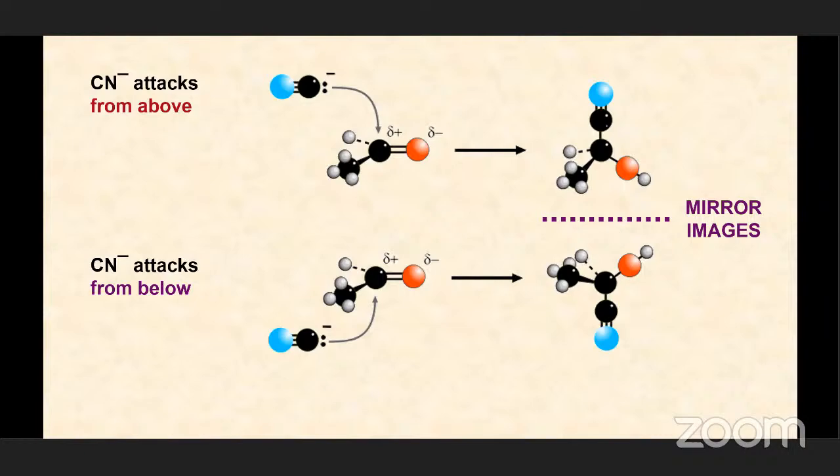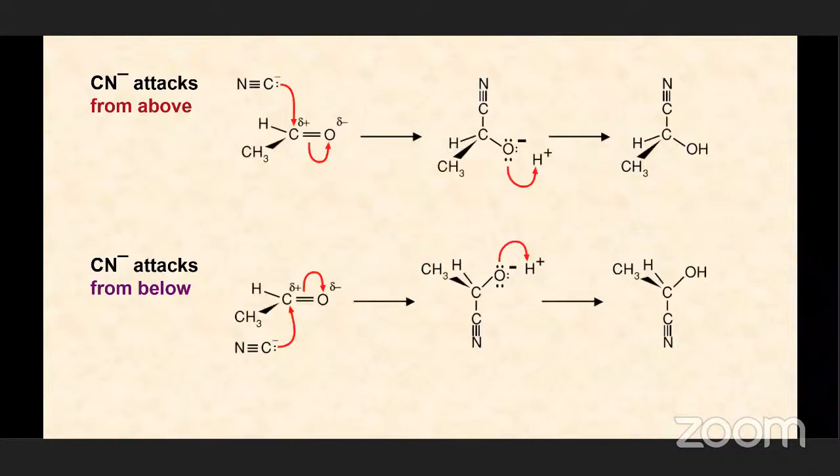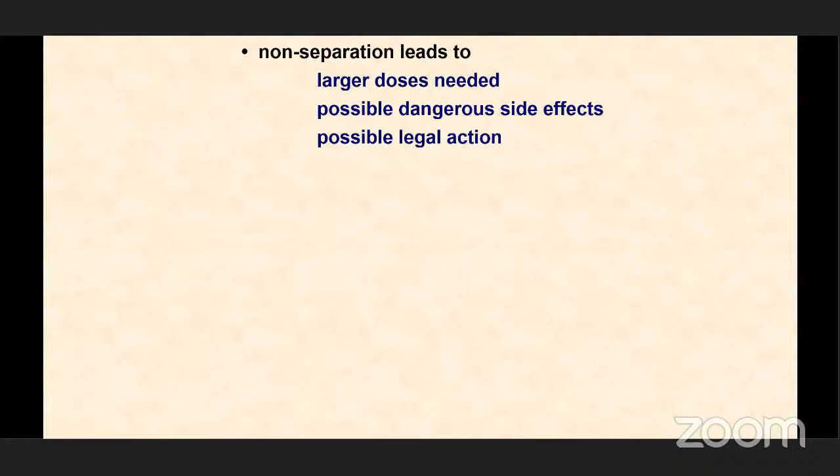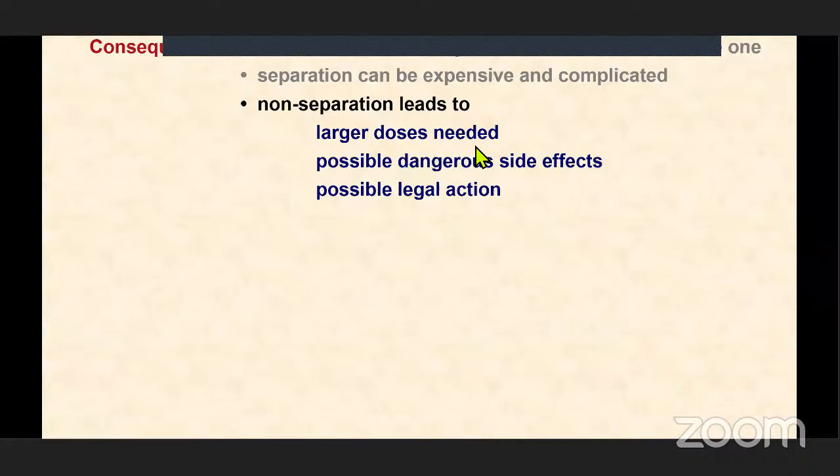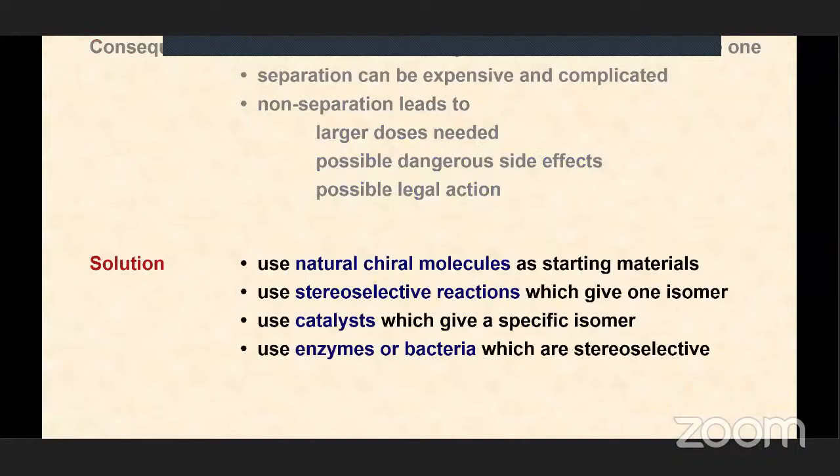Yes, sir. Then you have other reactions where I said these are some problems associated with having side effects, possible legal action, and larger doses would be needed because the right type of molecule would be in lesser quantity, so you would need larger doses. Now this one, remember, naturally chiral molecules exist in one type. It's always one type of mirror image molecule that dominates. And then you have stereoselective reactions.